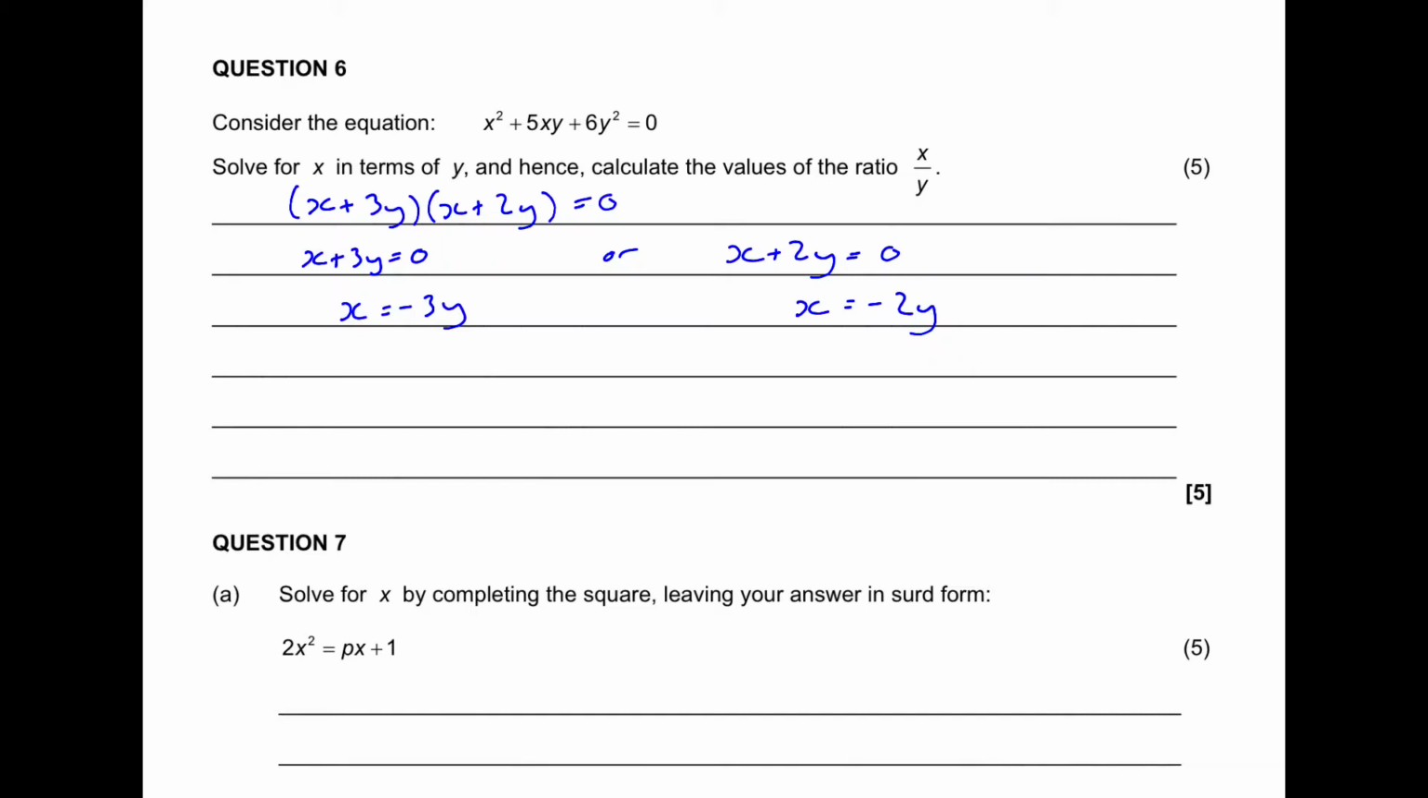All right, but they want the values of the ratio x over y. So all you have to do for both of these is divide both sides by y. So you're going to have x over y. There's your ratio of x over y is equal to minus 3. And strictly speaking, it should be minus 3 over 1, because then it's a ratio of minus 3 to 1. And on the right-hand side, x over y is equal to minus 2 over 1.